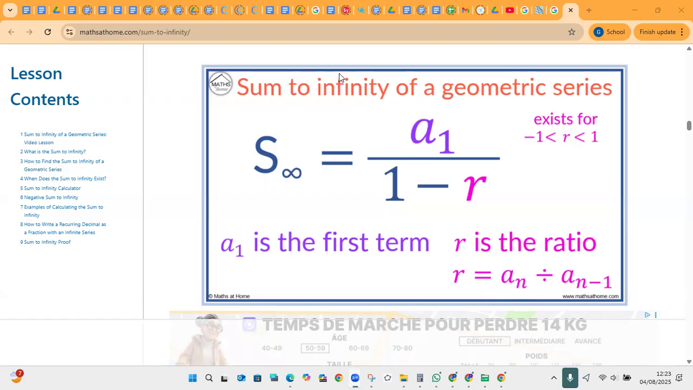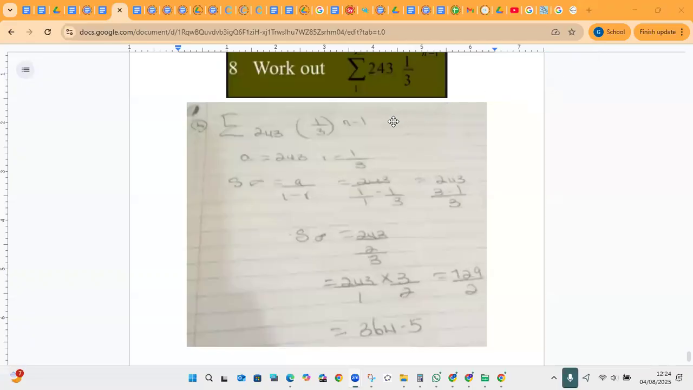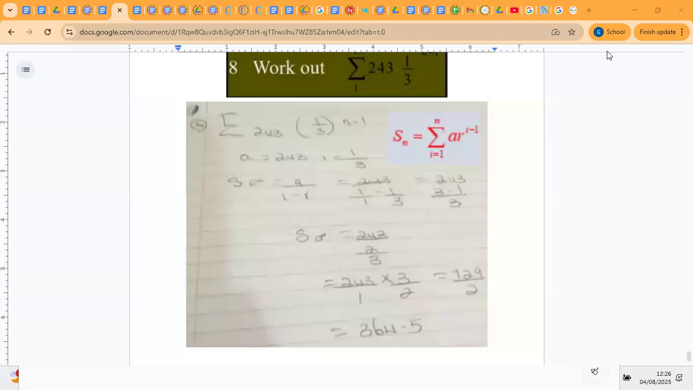So let's go back to the problem. As you can see, we have identified the first term to be 243, the common ratio to be a third, and we're going to find the sum to infinity. The formula is very simple. All it requires is the first term and the common ratio. And as you can see, this expression resembles very much this one, but we went from 1 to infinity.